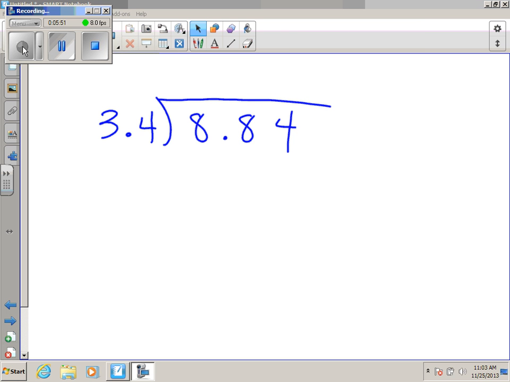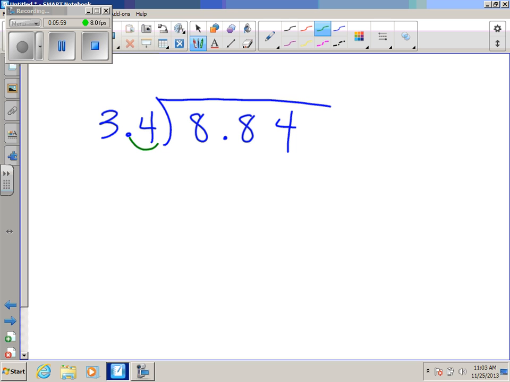Okay, 8 and 84 hundredths divided by 3 and 4 tenths. Is this a whole number? One place. How many places then on the inside? One. Does it matter that there's 2 places after? No. I have to do the same as what was done on the outside. Okay? So 34 into 88, 2 times is 68.